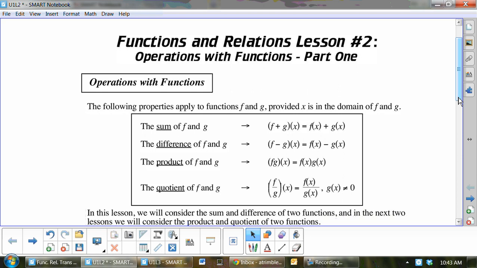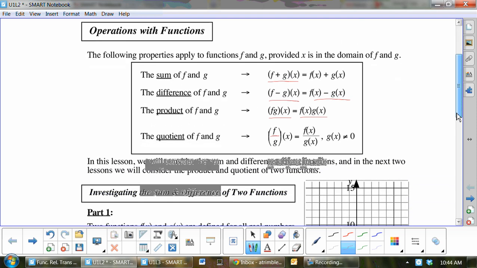Now, the sum is (f plus g) of x equals f of x plus g of x. Okay, so those mean the same thing. And when you have (f minus g) of x, it's the same thing as f of x minus g of x. Okay, so just showing you that the two sides can be split up and they still mean the same thing. Same thing when you have (f over g) of x, the same thing as f of x over g of x. Okay, and g of x cannot equal 0.